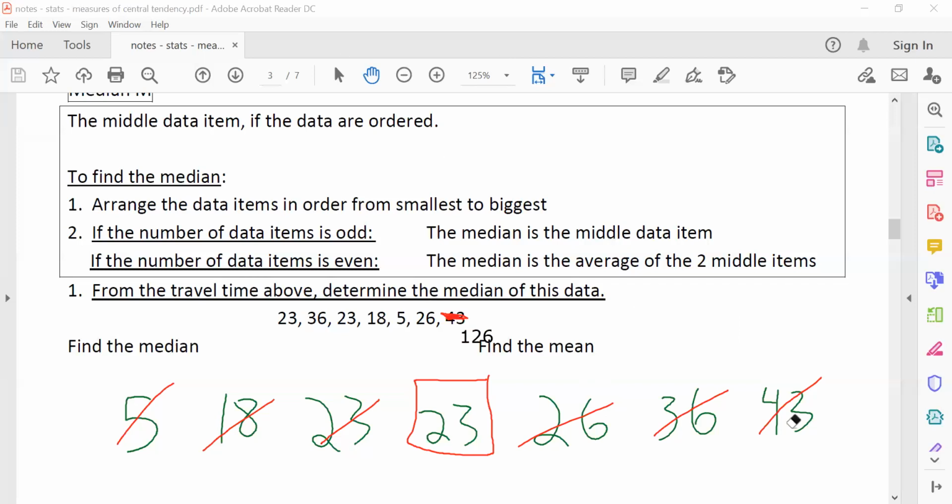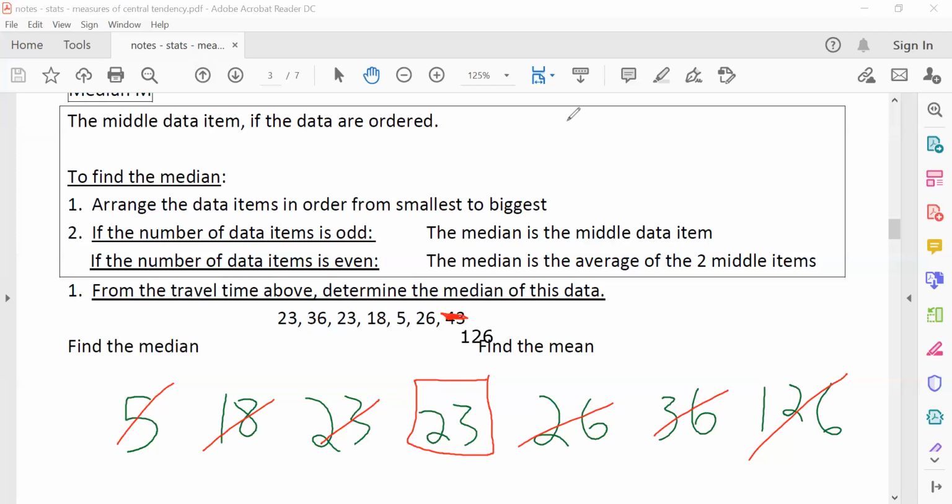If you think about it, that would change that largest value to 126. But does that change the median? No. The median would have been computed exactly the same in that case.